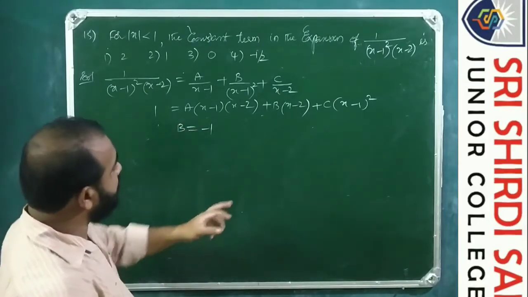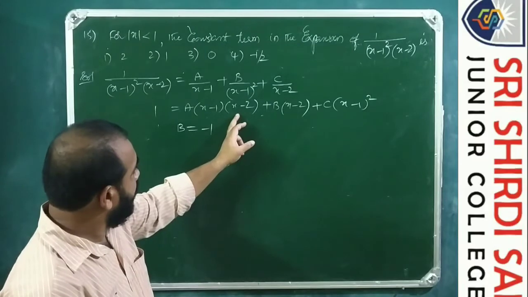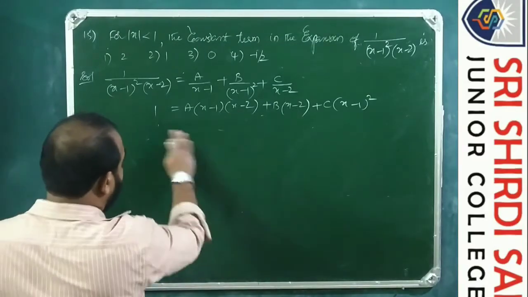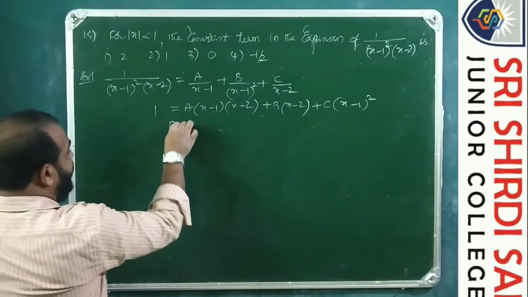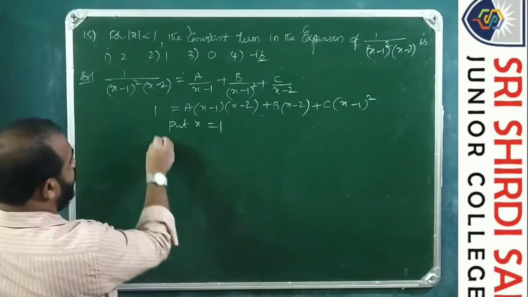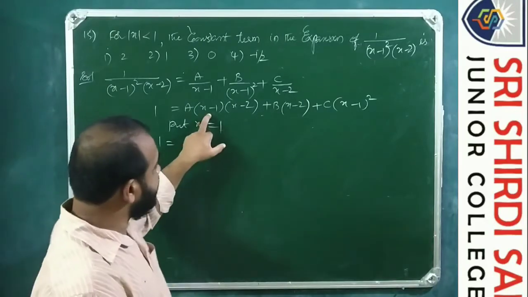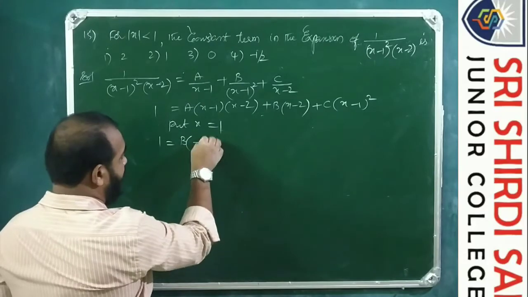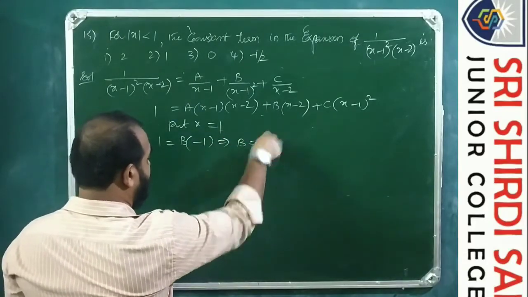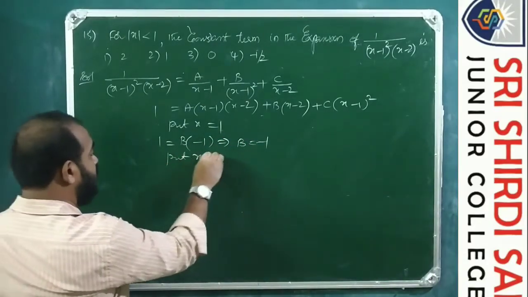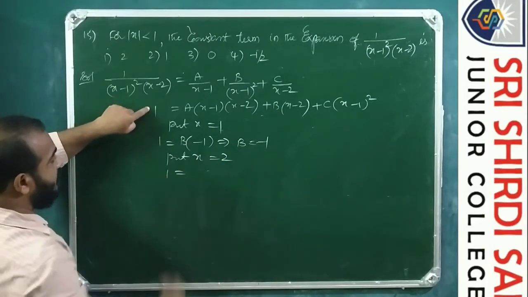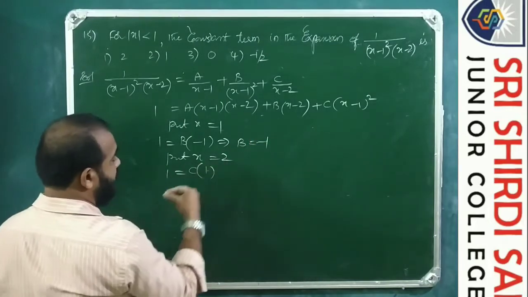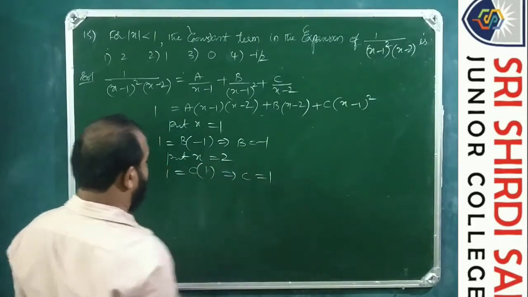Likewise, put x equals 1 if you substitute. So 1 is equal to this and this will be 0. b into (1 - 2) is minus 1, so b is equal to minus 1. Put x equals 2 and substitute here. 1 is equal to this and this gets cancelled. c into (2 - 1)² is 1. So from this c is equal to 1.